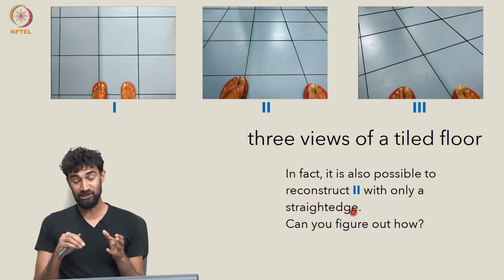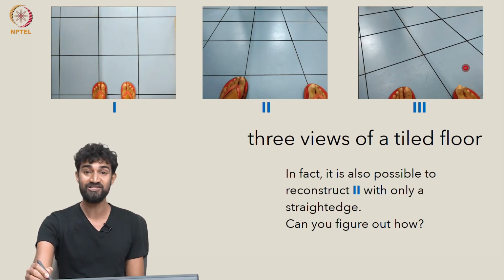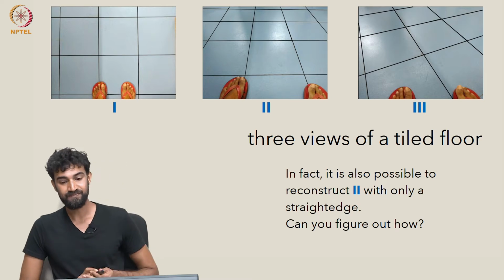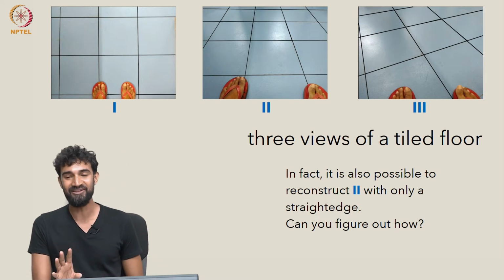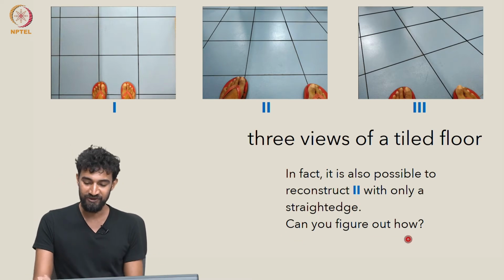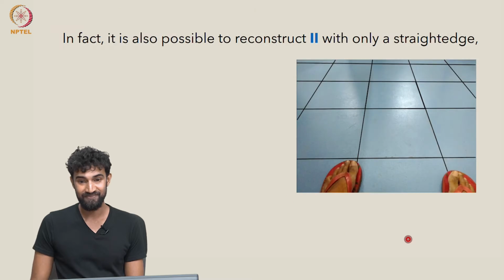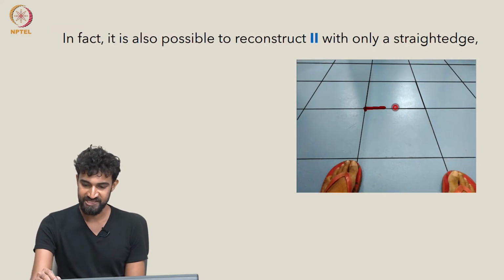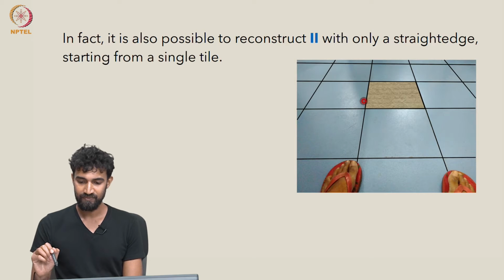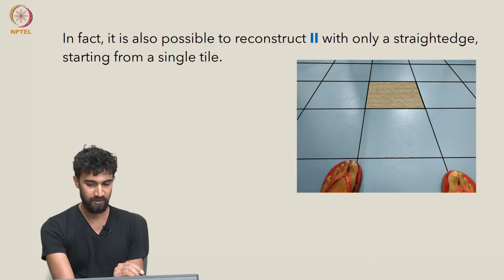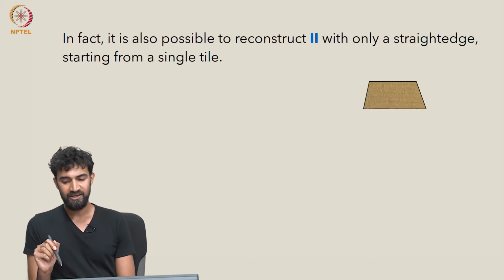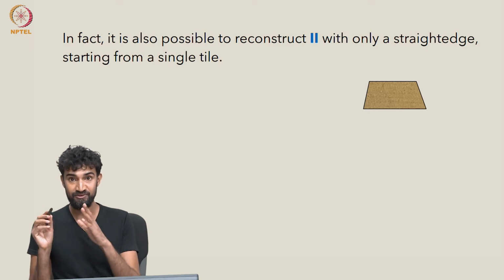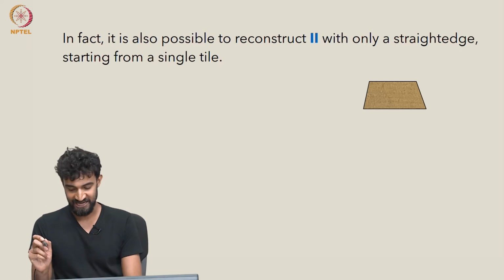In my opinion, it's a little harder than the puzzle we just did with the third perspective view, but it is possible. And that's the challenge I'm giving to you now. Can you figure out how to do it? In other words, if you just take a single tile, forget the rest, can you extend and reconstruct that grid perspective view from this tile?